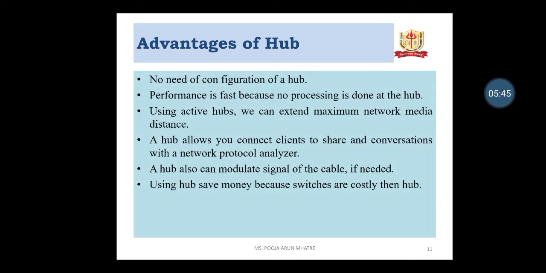Advantages of hub. There is no need for configuration of the hub. The performance is fast because no processing is done at the hub. It can use an active hub. Using active hubs, we can extend the maximum network media distance. The hub allows you to connect a client to share and converse with a network protocol analyzer. A hub can also modulate the signal of the cable if needed. Using a hub saves money because switches are costlier than hubs.